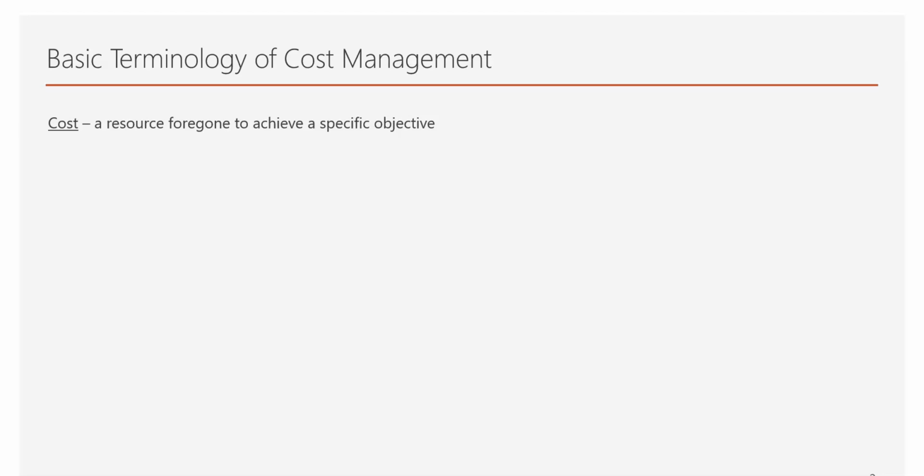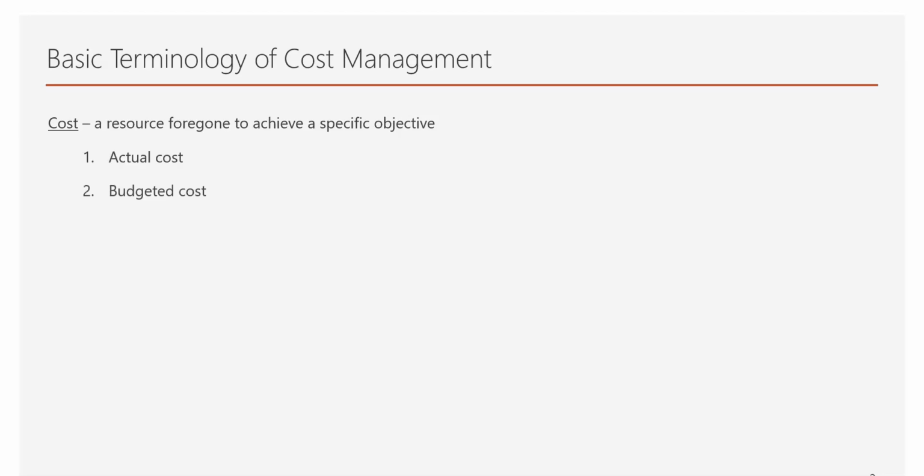So let's take a look at some basic terminology of cost management. First of all, we have a cost. A cost is a resource foregone to achieve a specific objective. For example, if I go out and buy a brand new car for $25,000, what is the cost of the car? $25,000. That's the money I'm giving up in order to get that specific objective. And what is that specific objective? To get a new car so I can drive.